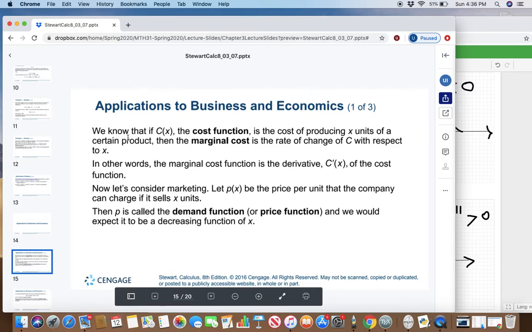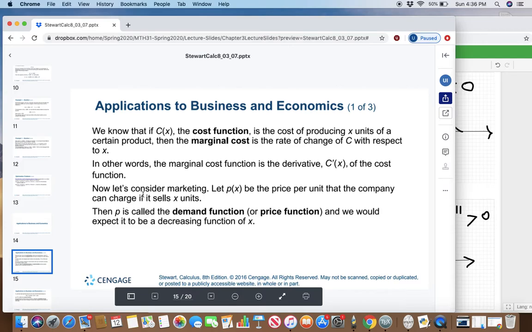So some terminology. We call C(x) the cost function. It is the cost of producing x units of a certain product. Okay, C(x) is the cost of producing x things. Say you're producing chairs or mugs or whatever, x number of those things is a cost. C(x) is the cost. Marginal cost, marginal anything, means the rate of change. Okay, in other words, marginal cost is the derivative C prime of x.